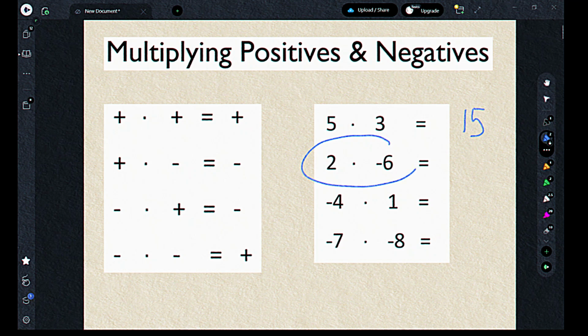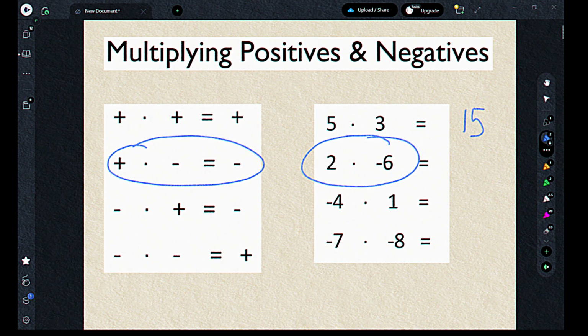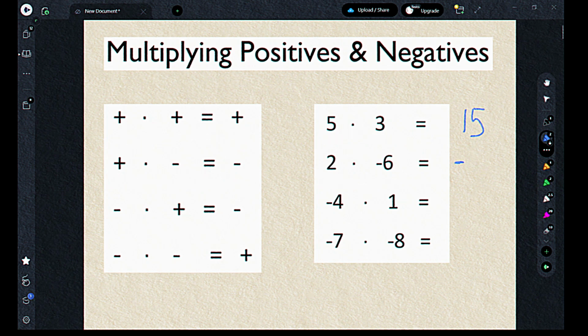On the next one, notice we have positive 2 and a negative 6. A positive times a negative gives us a negative. So my answer here, I already know it's going to be a negative number. Now I just have to multiply 2 times 6, and that gives me a 12. So the answer is a negative 12. Here we have negative times positive. That answer will also be a negative number. And then let's see, what do we get? 4 times 1, that's a 4.